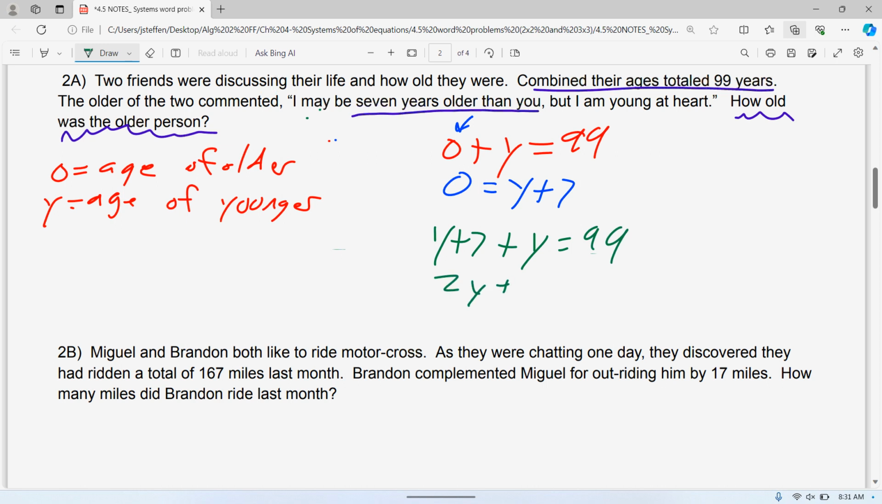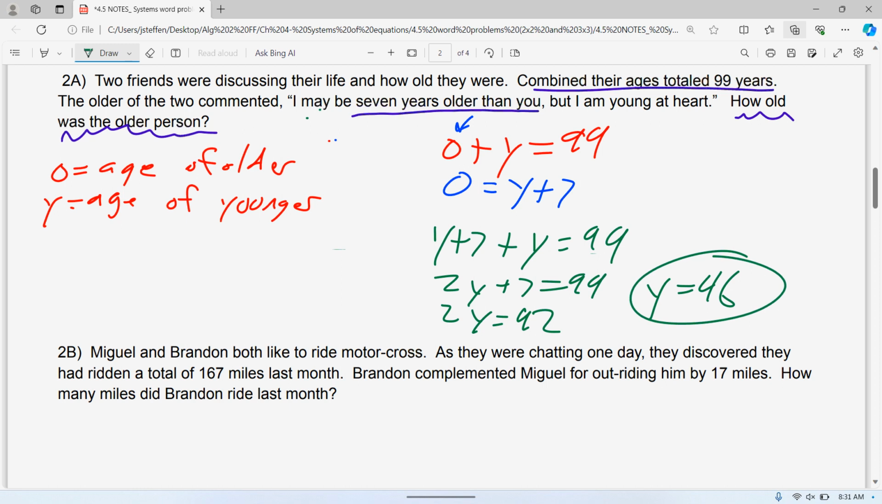2Y plus 7 is equal to 99. If you subtract 7 from both sides, 99 minus 7, and if you divide both sides by 2, Y is 46. So the younger person is 46.